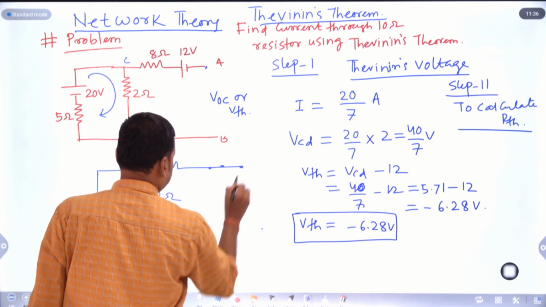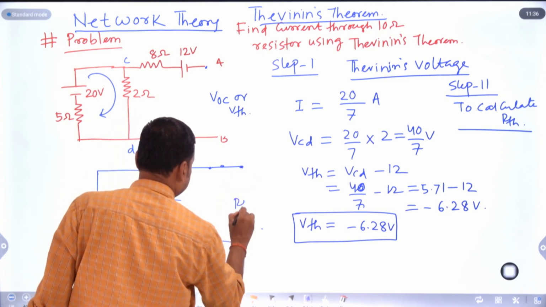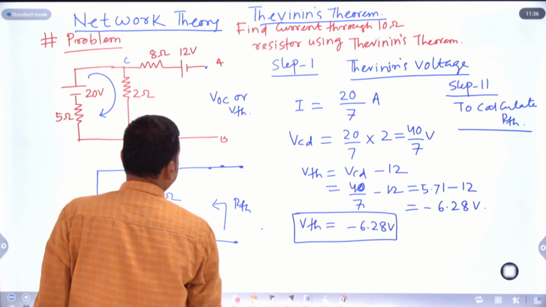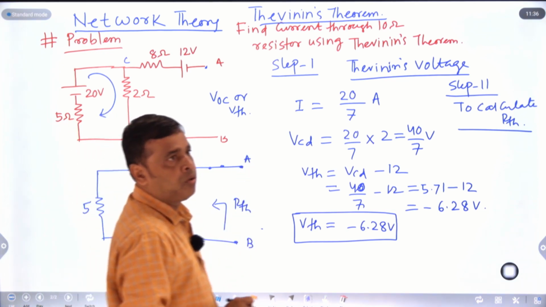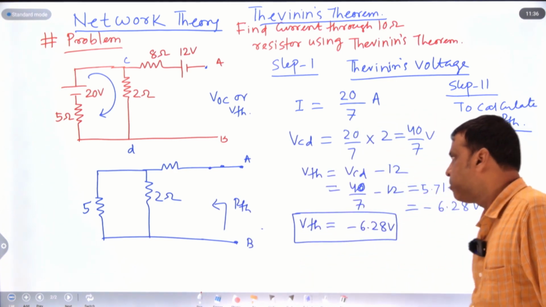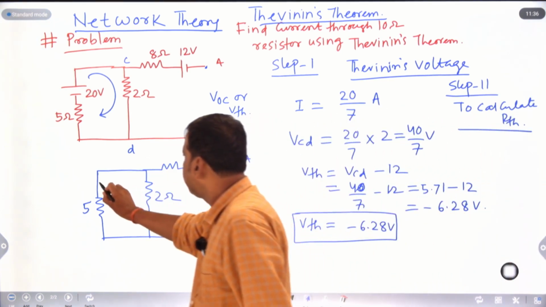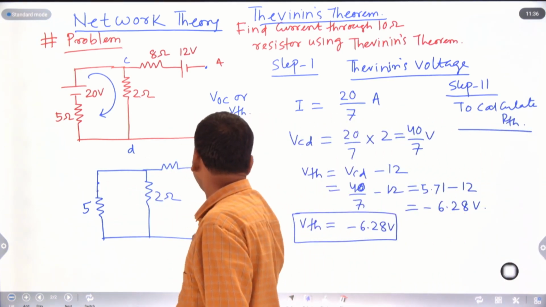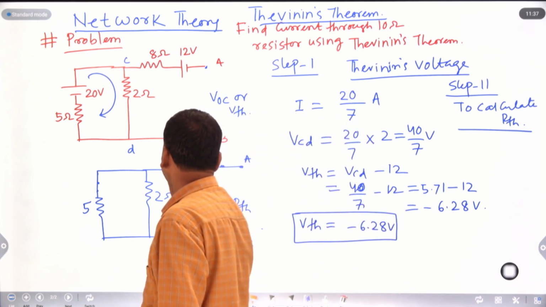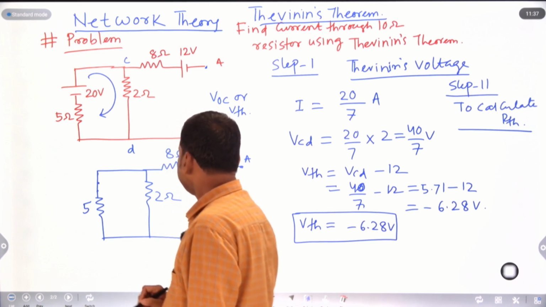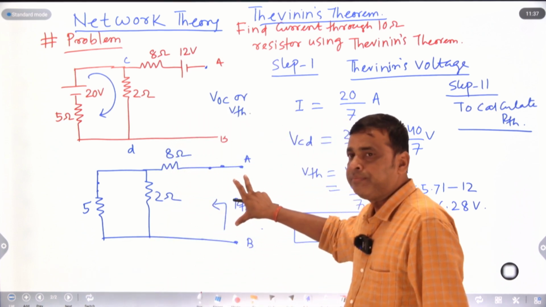We will calculate RTH. To find RTH, this is your A and this is your B. To calculate RTH, the voltage source should be short circuited. There is a voltage source here, it is short circuited. Here the voltage source is also short circuited, and we have to calculate the Thevenin's resistance, that is your RTH.